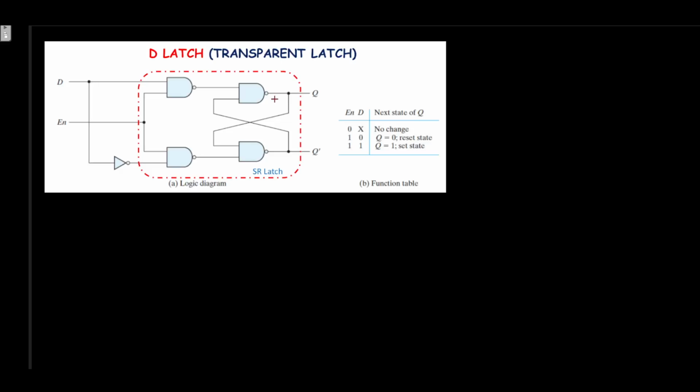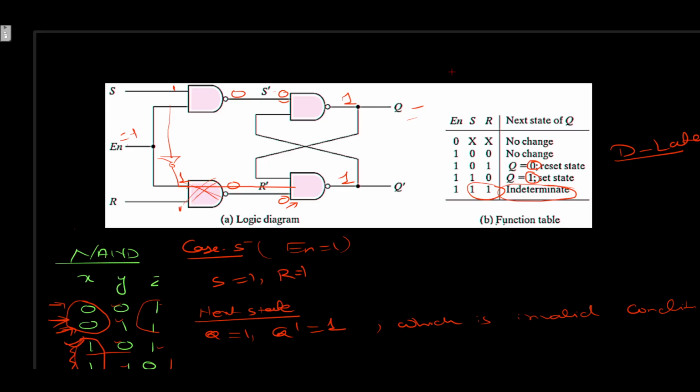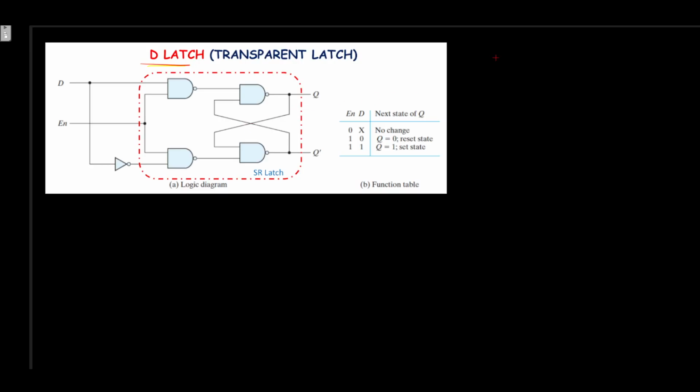So in this video we'll see about a D latch, also called a transparent latch, and also why it is called a D latch. Before I go to the explanation, let us see how the D latch is made. In the previous video we explained the SR latch with control input. Now let us draw the same thing and discuss how the D latch is made.